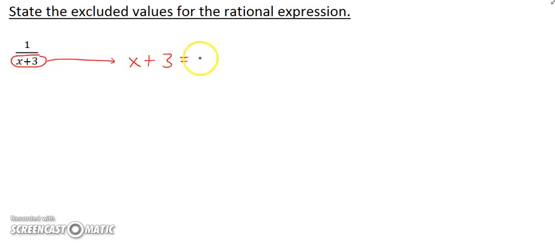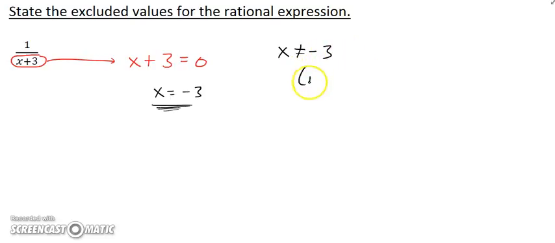I'll say if x plus 3 equals 0, what value for x makes that happen? And this one's pretty easy to see what would happen if you subtract 3 from each side. You can see that x is negative 3 is the value we're concerned with. Maybe I shouldn't put a box around that because that's only telling me what the situation here is. And of course I see that if I let x be negative 3, I would get 0 for the denominator. So my excluded value is that x cannot equal negative 3.